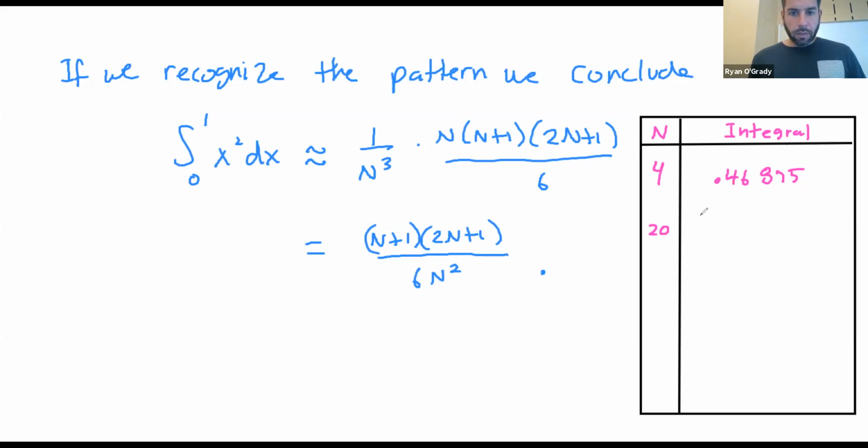you get 21 plus 41 divided by 6 times 20 squared. So what happens when you do this value? You end up getting 0.35875. So we're not even at 2 decimal points of accuracy, and it took us 20 rectangles.